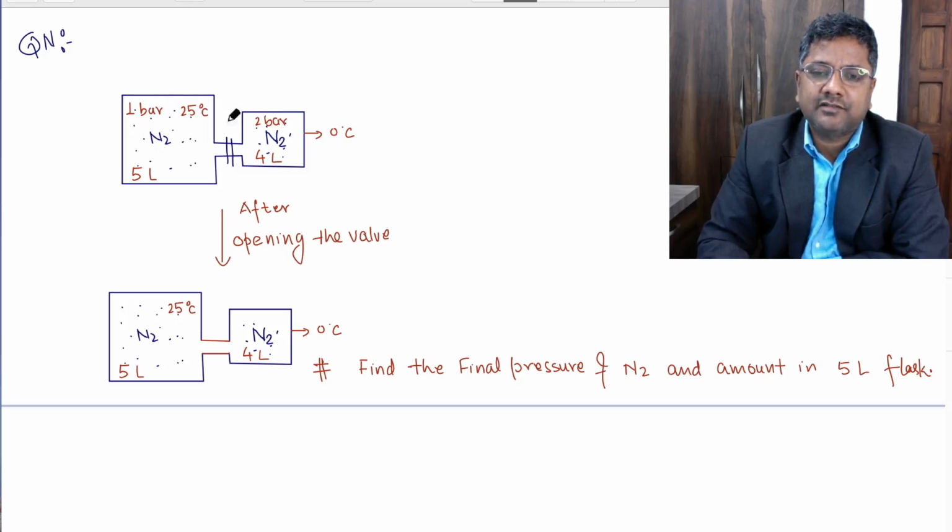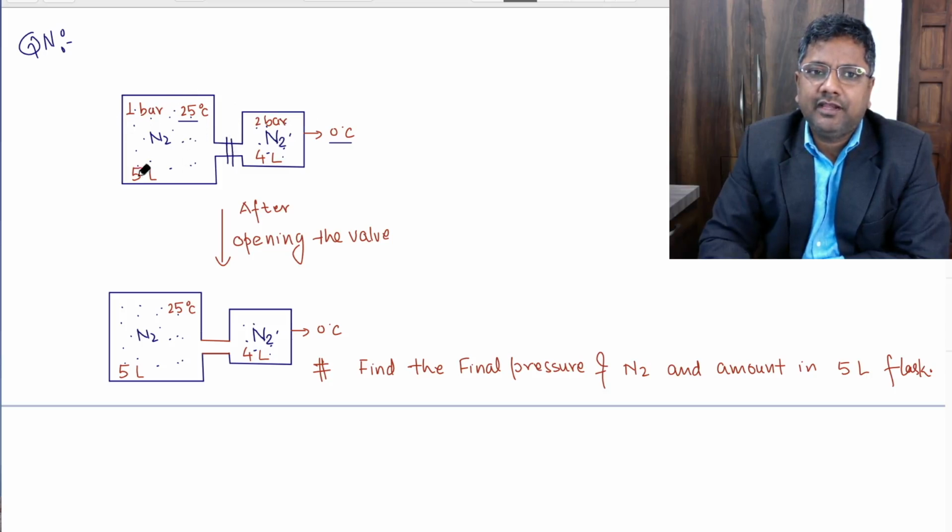1 bar pressure. This time the temperature is different. Here 25 degrees Celsius and here 0 degrees Celsius. Means both were kept in different thermostats so that the temperature is maintained separately, and the volume of this region you can consider negligible, and this is a wall.